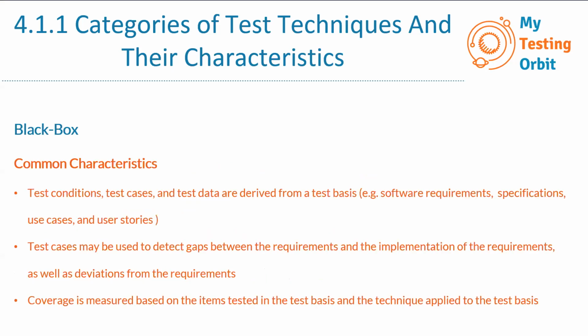So there are some more common characteristics of black box. In this case, the test bases are software requirements, specifications, user stories, and use cases. So test conditions, test cases, and test data are derived from these test bases. Number 2 is test cases may be used to detect gaps between the requirements and the implementation of the requirements, as well as deviations from the requirements. So over here we are talking about the traceability between the test bases and the test cases.